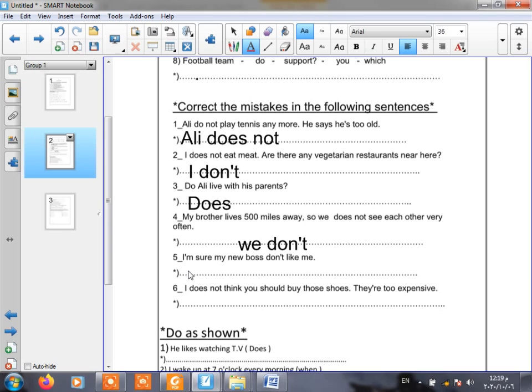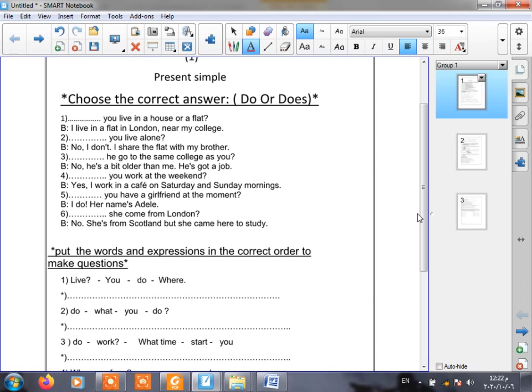Number 6. I doesn't think you should buy those shoes. They're too expensive. Where is the mistake? So I doesn't think. No, I don't think. Let's go to the last question, which is choose the correct answer. So I choose between do or does, and this would be according to the subject. Very good.